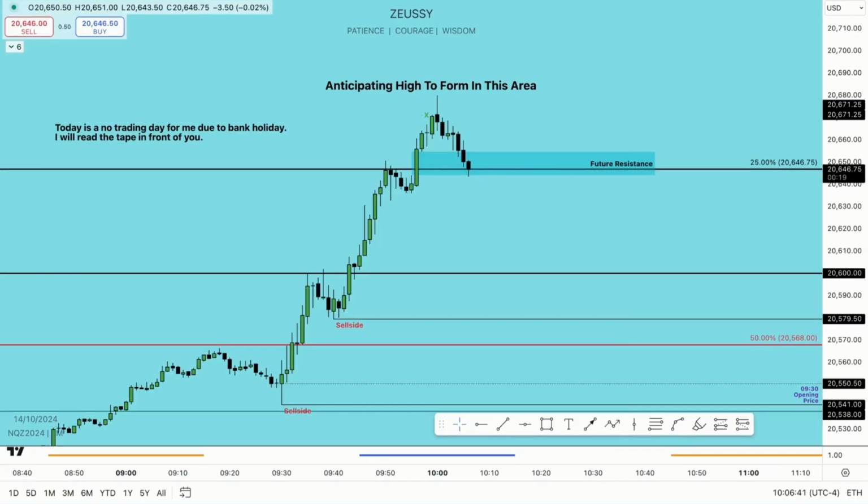But one of the things that I want you to understand is that even though we are seeing the market deliver aggressively like this towards the upside, understand that it's a bank holiday.